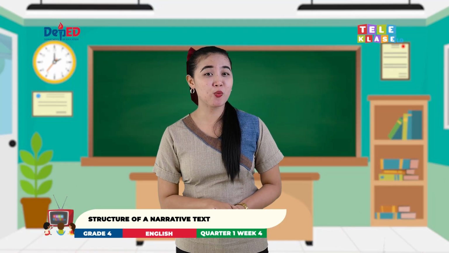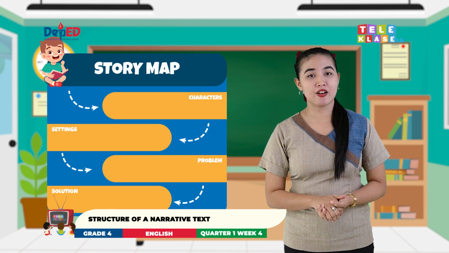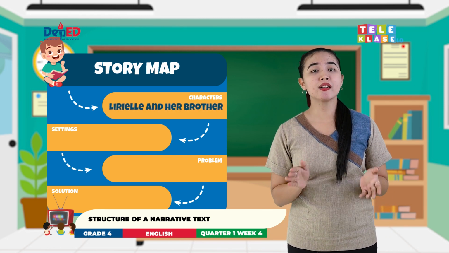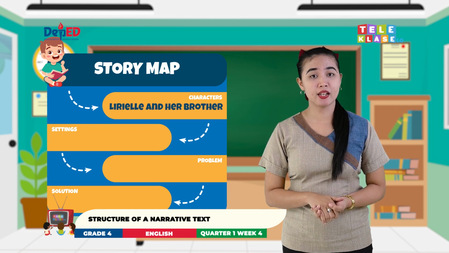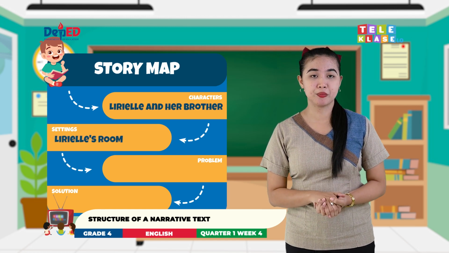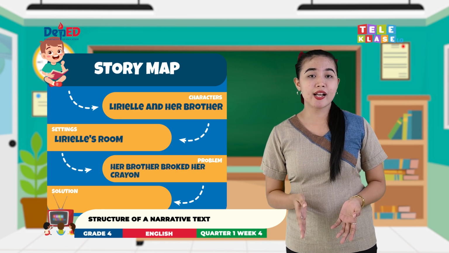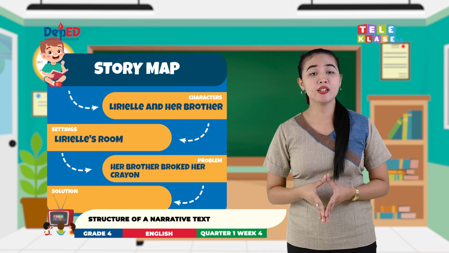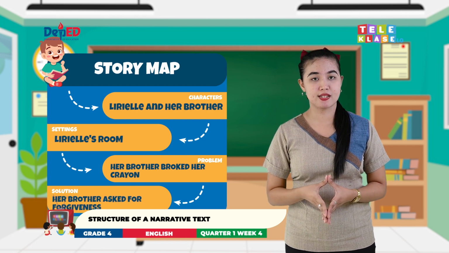Let us now check what you have written on your map. Let's start with the characters in the story, who are Lyriel and her brother. Next, we have the setting, which is Lyriel's room. The problem in the story is that Lyriel's brother broke her crayon, and it was solved by asking Lyriel for her forgiveness.